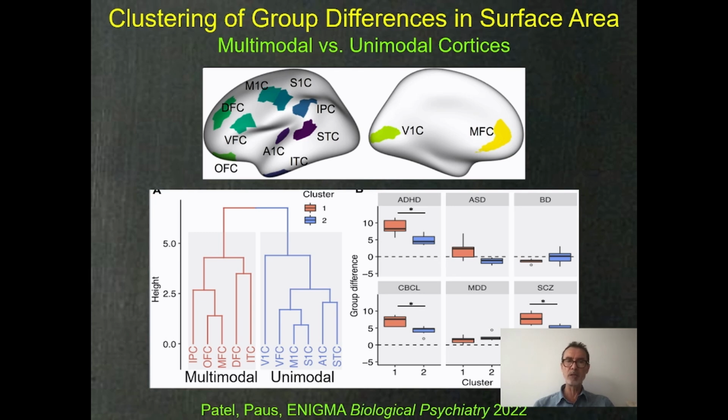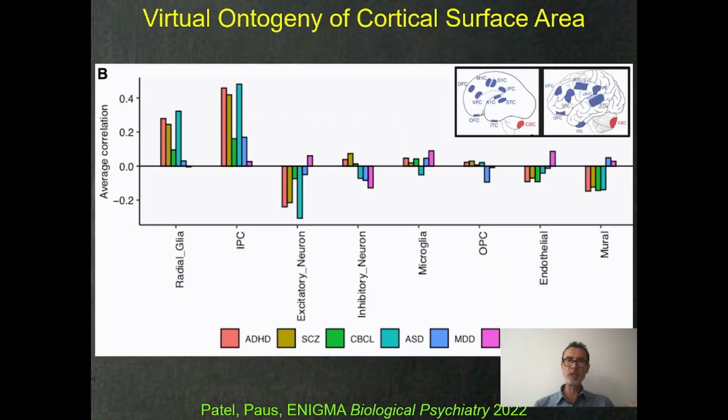We evaluated more formally with cluster analysis. You can see that those multimodal regions cluster together, the unimodal, with some exceptions, also cluster together. And this shows again that the multimodal regions show bigger difference than the unimodal regions in the case of ADHD, ABCD study, and schizophrenia.